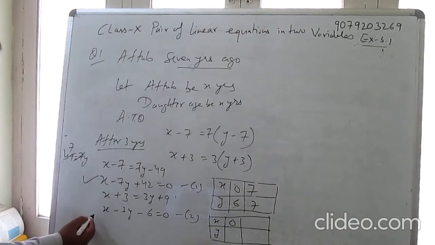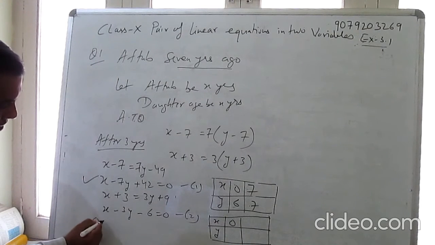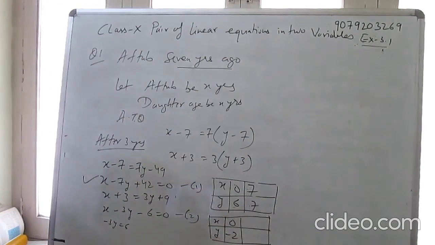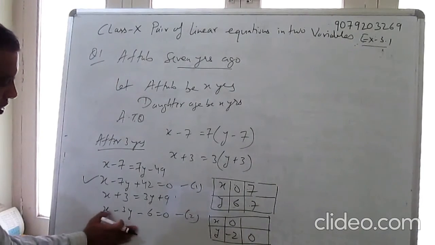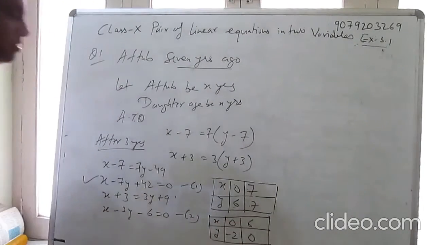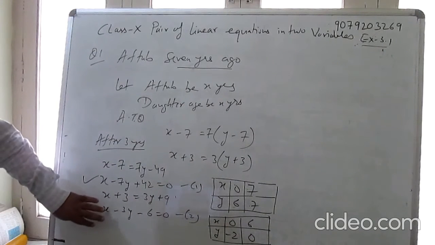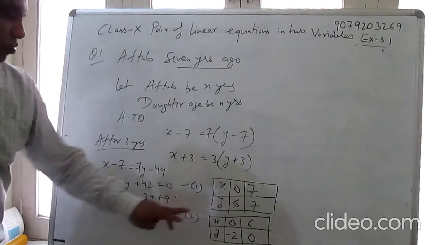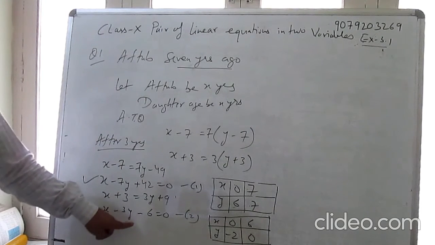Now see here, if I take x as 0, what will y become? If x is 0, then minus 3y is equal to 6, so y is equal to minus 2. If I take y is equal to 0, then x becomes 6. You check: if you substitute here, the right hand side becomes 0. Putting 6, x is 6, minus 6 is 0, y is 0.